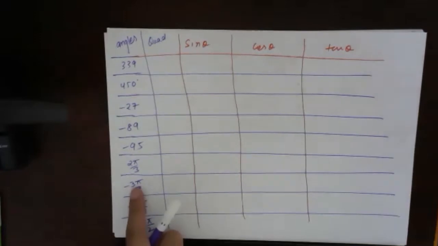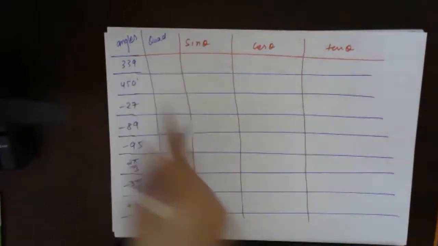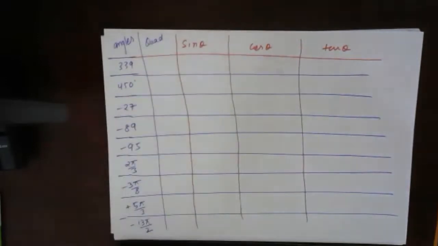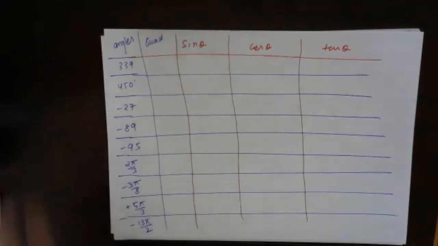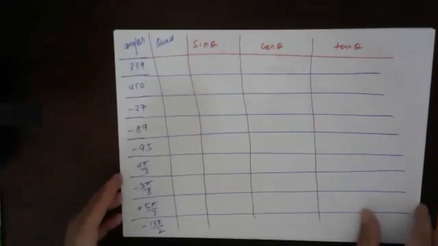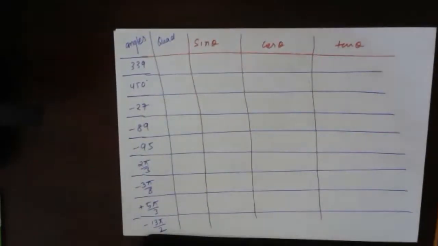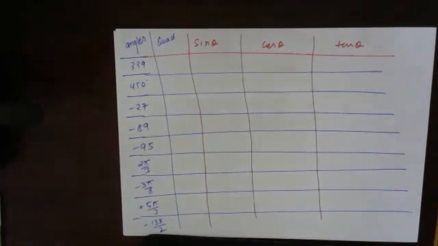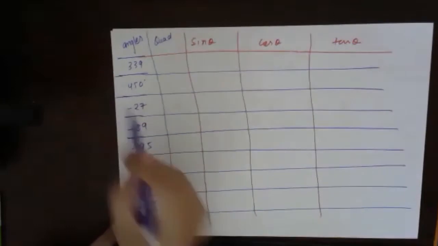Minus means clockwise, plus means anti-clockwise. I hope I have explained this to you in the first class. So we will use minus and plus for anti-clockwise and clockwise direction.